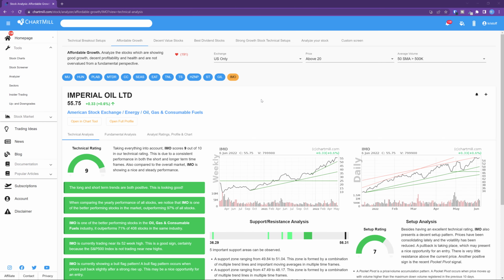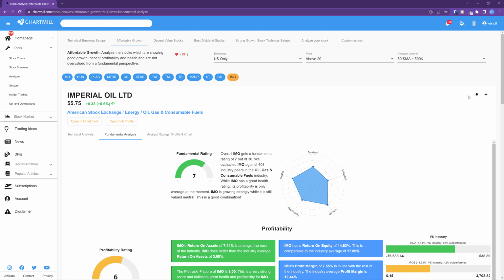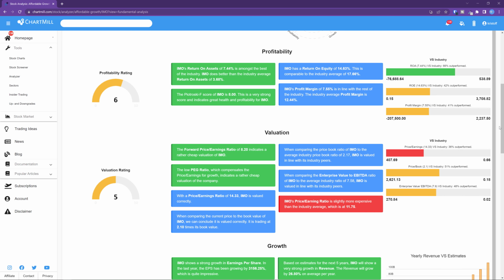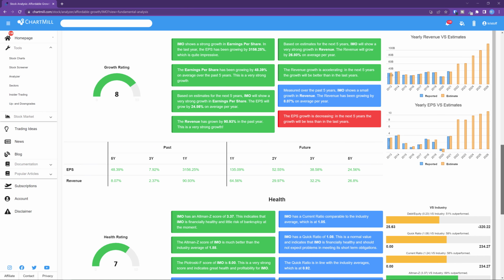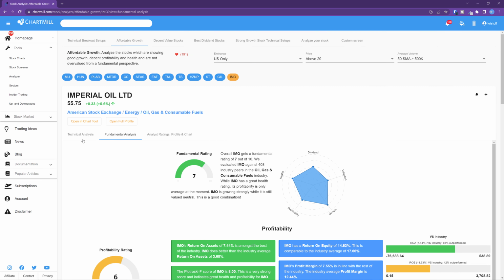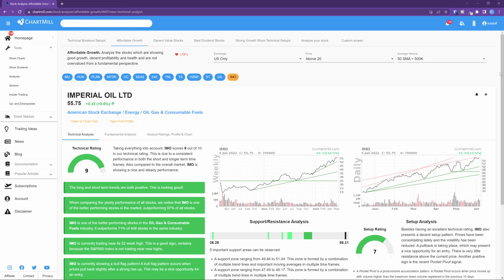So the last one is Imperial Oil, energy sector. An overall fundamental rating of 7 out of 10, profitability 6, valuation 5, growth 8, and financially a very sound company, 7 out of 10. And again, technical analysis, also a good rating, technical rating 9 out of 10 and a setup rating of 7 out of 10. So let's take a look at the charts.